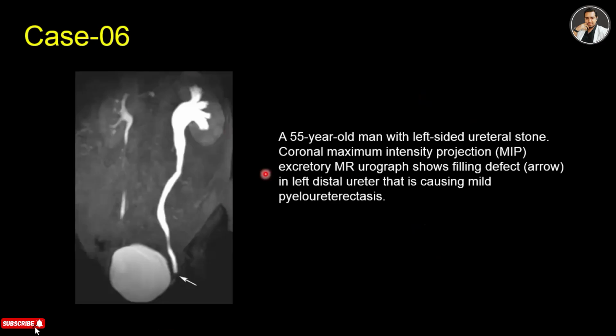And in case 6, you can see there is a filling defect in the lower ureter, just close to the vesico-ureteric junction on the right side. So what it says: a 55-year-old man with left-sided ureteral stone, coronal maximum intensity projection MIP, exploratory MR urography shows filling defect in left distal ureter that is causing mild pyeloureterectasis. So this is the condition. You can see that because of the ureteric stone, the ureter is dilated and also the renal pelvis.